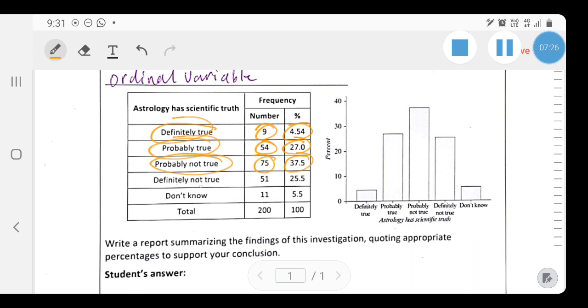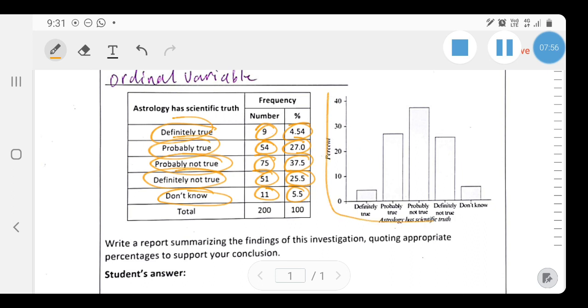And now this is my category, definitely not true. 51 people fall into that category, which is a bit over a quarter of the total number of people, 25.5%. And those who are agnostic, which means they don't know, which is a very respectable position, that is 11 out of a total of 200, which is 5.5%.